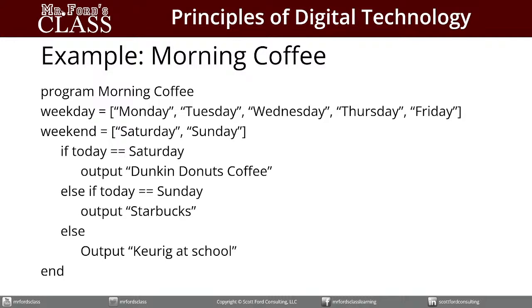And now I actually write the code for it. If today equals Saturday, what's the output? What happens? Well, the output is drink Dunkin' Donuts coffee. Else, if it's not Saturday, else if today equals Sunday, output drinking Starbucks. If it's not Saturday, if it's not Sunday, else output Keurig at school. So now it's a weekday, and then end program.